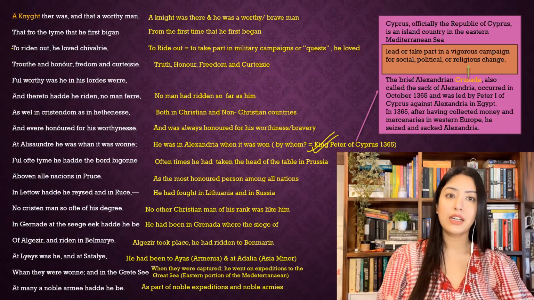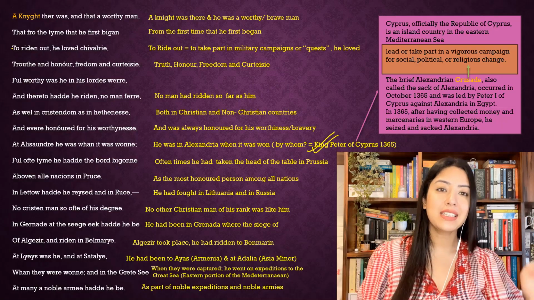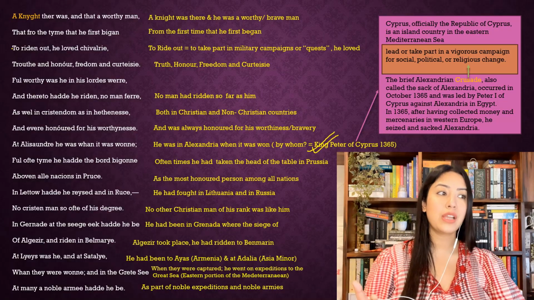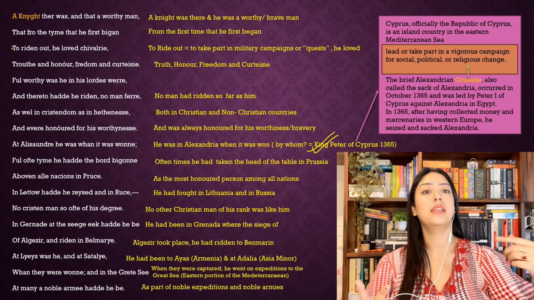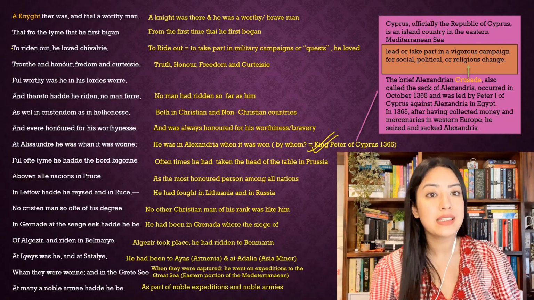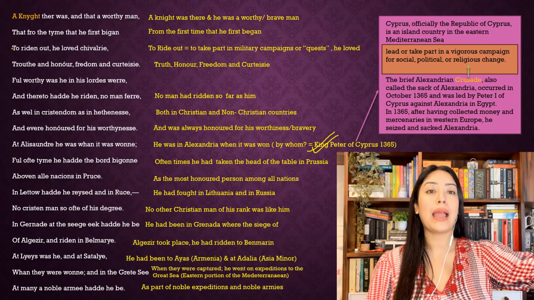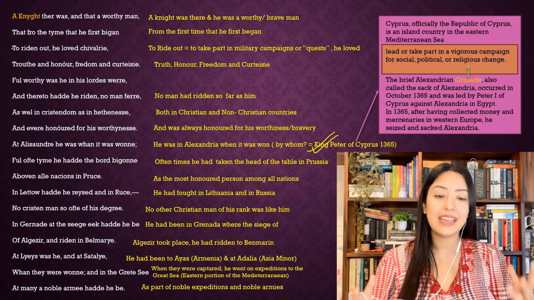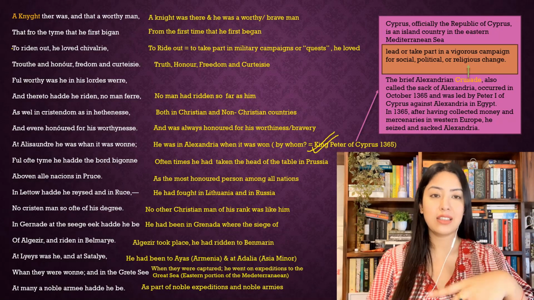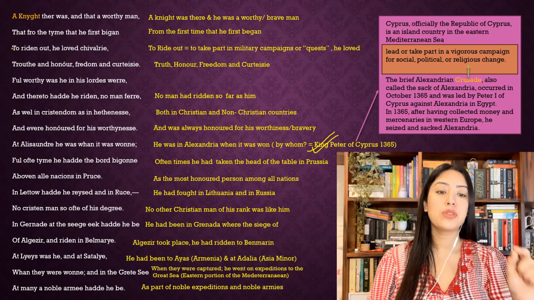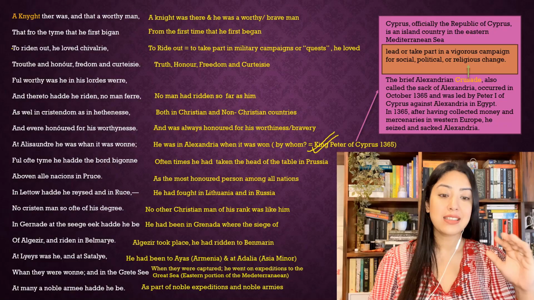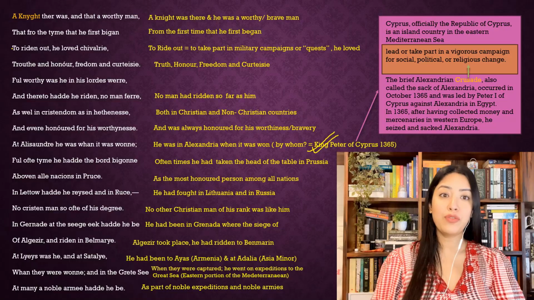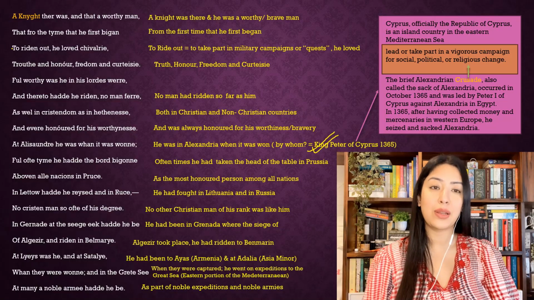So I hope till here you have understood the character of the knight. He's dedicated, he's passionate, he values truth, honor, freedom, courtesy. He has been the head of the table in different places, he presided over meetings in Prussia, and he has taken part in different campaigns and expeditions. And what does this tell us about him? That he was a brave, worthy knight. So the first line in this description, a knight was there and he was a worthy, brave man, I think justifies whatever he's describing to us. Now we're going to move on further because we're not done with his character sketch. Then we'll analyze it also.